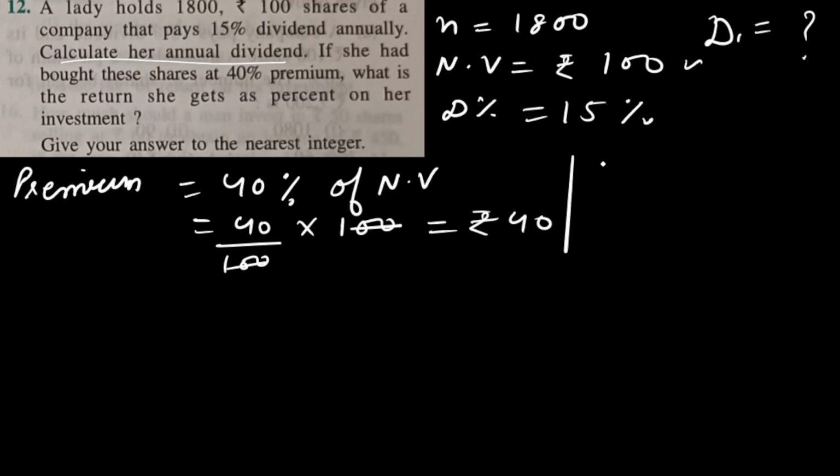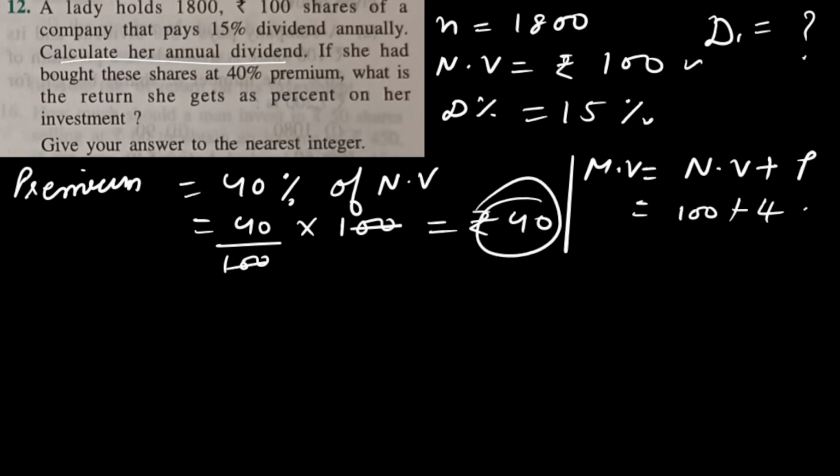Premium is how much? Rupees 40. With the help of this premium, market value we can find, which is equal to nominal value plus premium. When premium is there, it is nominal value plus premium. Nominal value, how much is it? 100. Premium we have found just now, 40. Don't add percentage; first of all, change percent to rupees. So what is the market value we get from here? Market value will be 140.